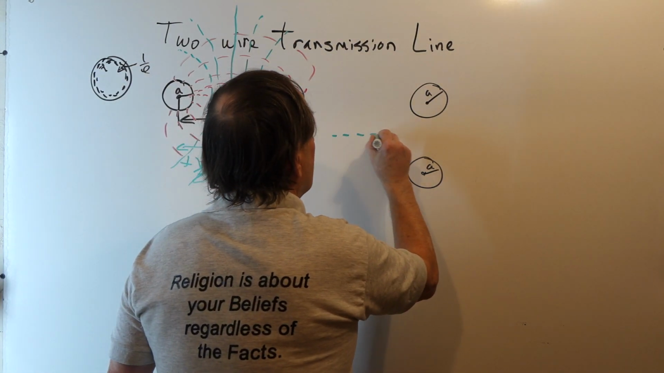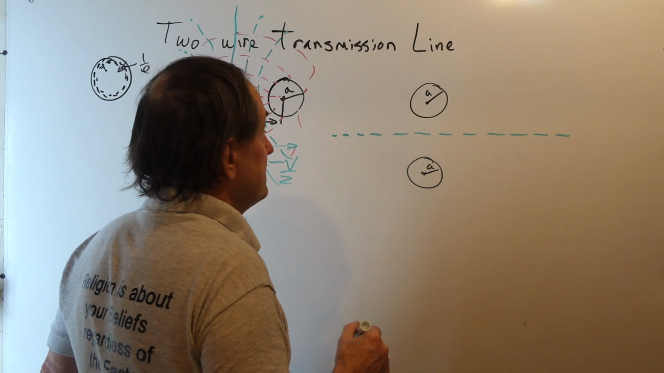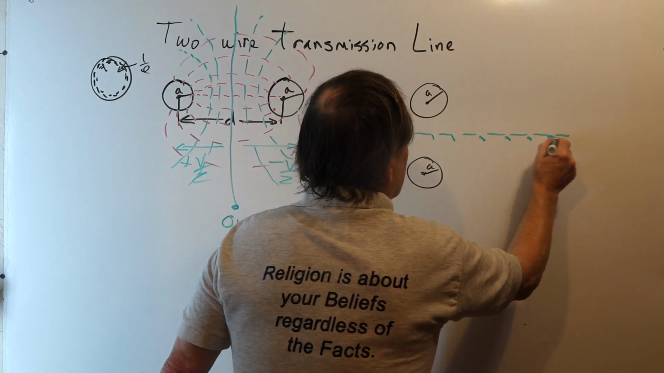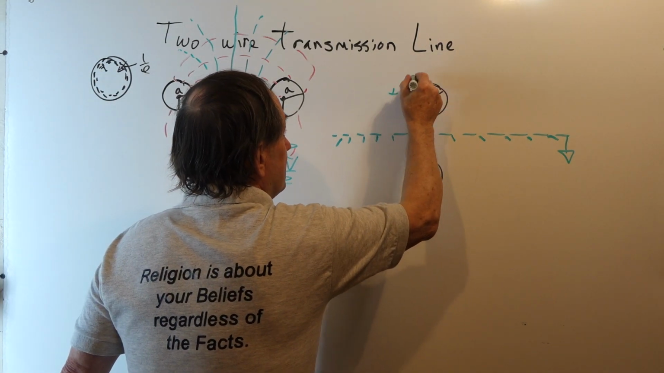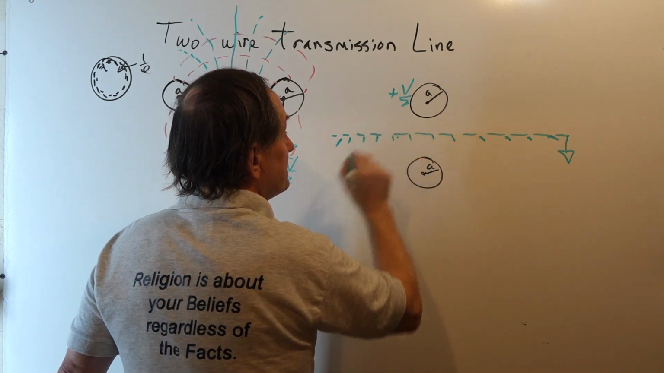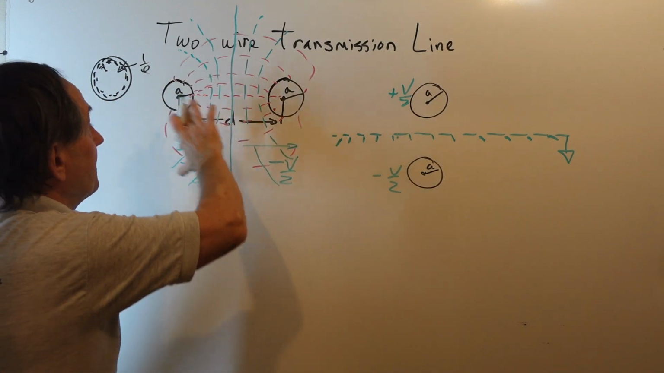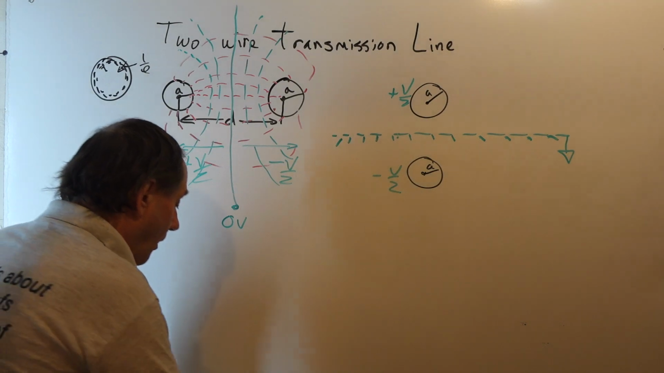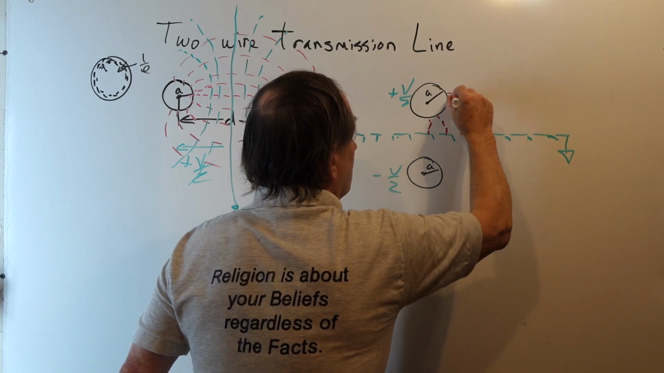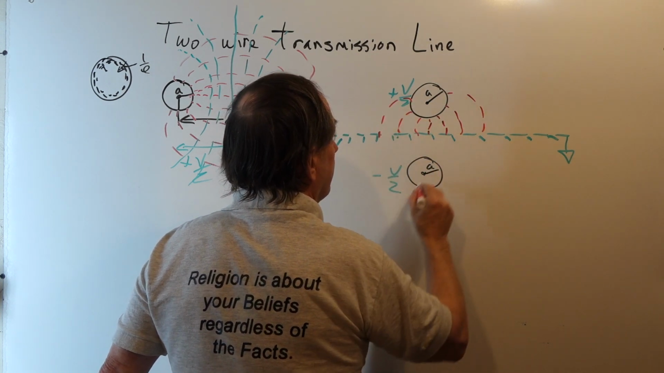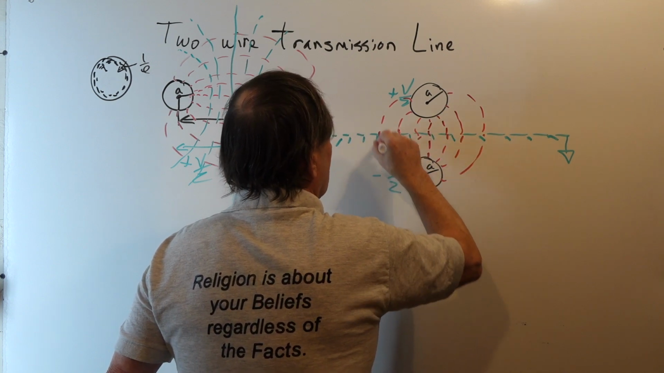So what we can do is put a conductor there. And it won't change anything. And we can ground this conductor. And if we place a plus V over 2 voltage on there with respect to the conductor and a minus V over 2 potential with respect to the conductor, the field plot is going to be exactly the same. The field plot here will look like this. So nothing will have changed.